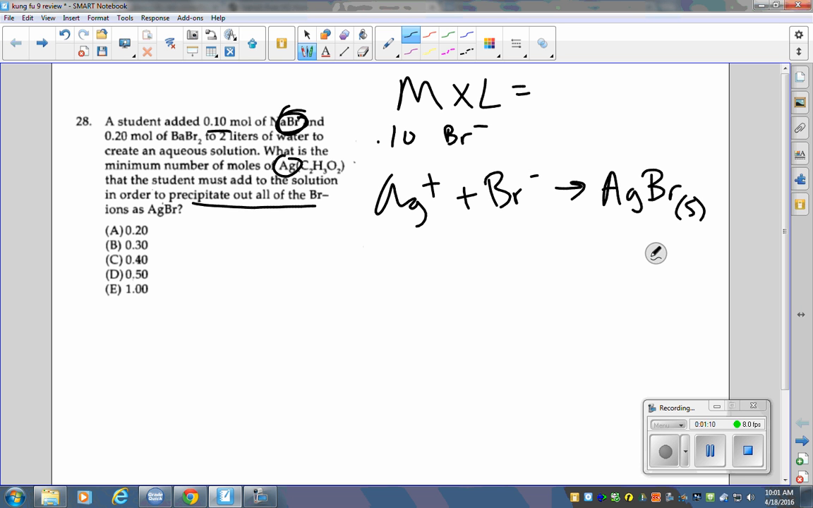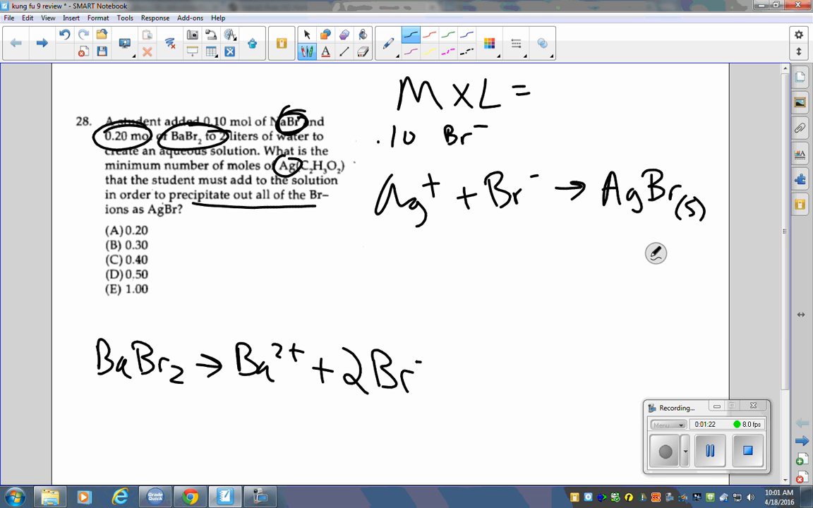There. Then it says I have 0.2 of BaBr2. Well, when BaBr2 breaks into solution, you get Ba2 plus and what? 2Br minus. You get double that, right? So what I'm going to do is I actually have to double the molarity, so I'm going to double that to 0.4 moles of Br minus. So the total amount of Br minus floating around in there is 0.50 moles. I have to pay attention with the subscript. I have to pay attention to the number of ions.